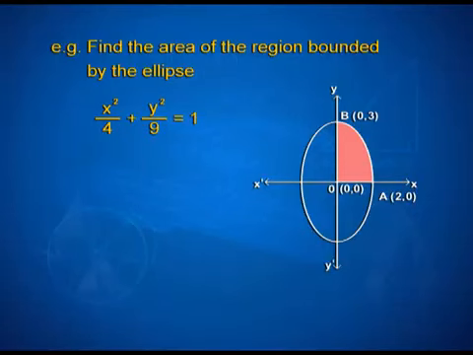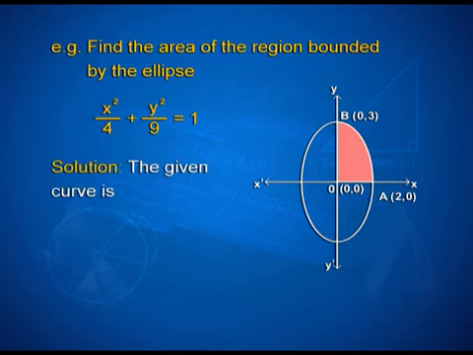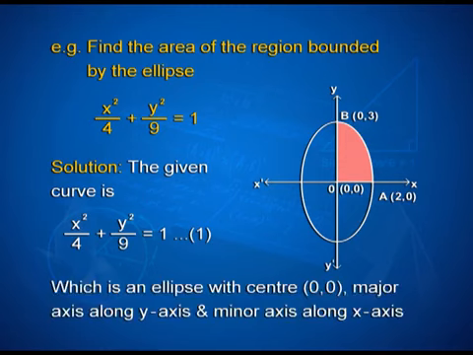Find the area of the region bounded by the ellipse x square upon 4 plus y square upon 9 is equal to 1. For the solution, the given curve is x square upon 4 plus y square upon 9 is equal to 1. Take this as the first equation. This is an ellipse with center at origin 0 0, major axis along y axis and minor axis along x axis. Here we can see this is the y axis, this is the x axis, with a as 2 0 and b as 0 3, and here is the origin 0 0.